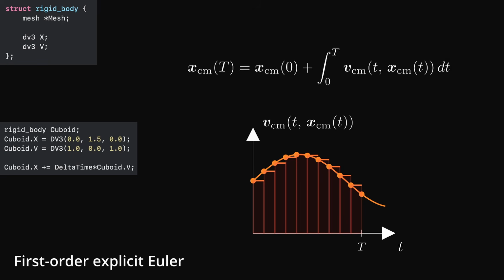Higher order explicit Euler integration schemes improve the accuracy of the result by choosing a better approximation of the function than just a box. However, for the sake of completeness, regardless of how high the order is, explicit Euler schemes tend to have stability problems that make the simulation explode.